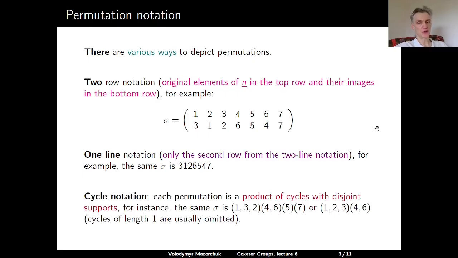There is also the cycle notation. Each permutation is a product of cycles with disjoint supports. So the same sigma as above is a product of the cycles (1 3 2), so 1 is sent to 3, 3 to 2, and 2 to 1. Then the cycle (4 6), 4 is sent to 6 and 6 to 4. And then the cycle (5), 5 is sent to 5, and the cycle (7). Quite often the cycles of length 1 are not written, so they are omitted. So the same sigma can be written as the cycle (1 3 2) times the cycle (4 6).